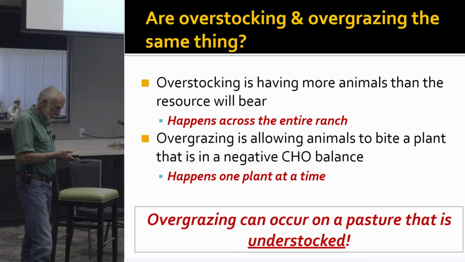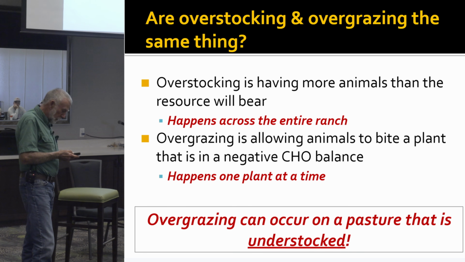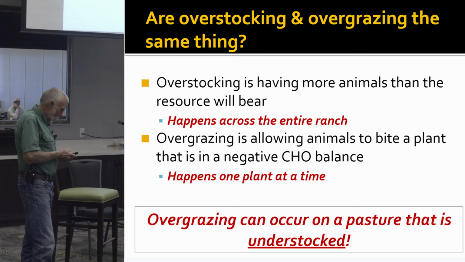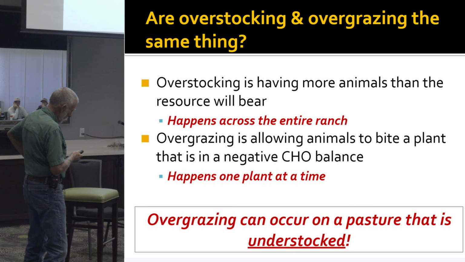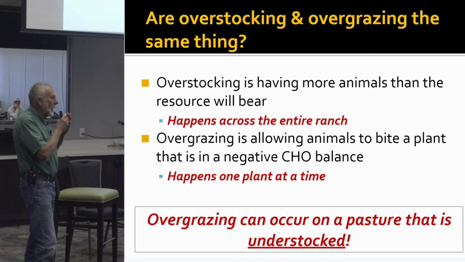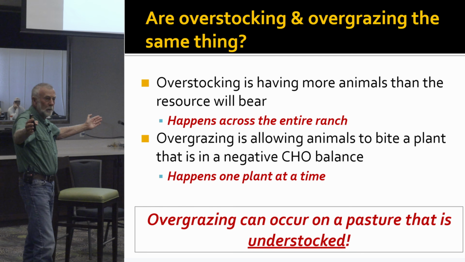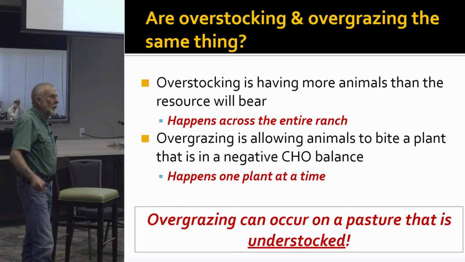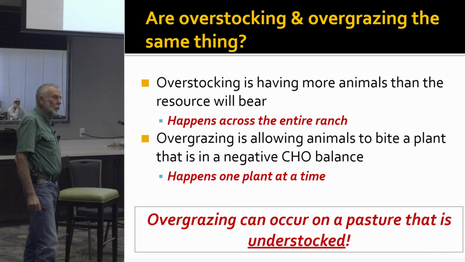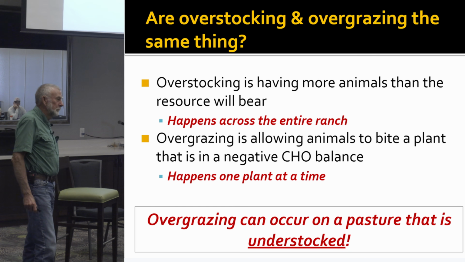Overstocking and overgrazing are two terms we hear used a lot, and some people think they're the same thing. They're not the same thing. Overstocking is having more animals than the resource will bear. It happens across the entire ranch. And the only way that you fix overstocking is by reducing animal numbers.